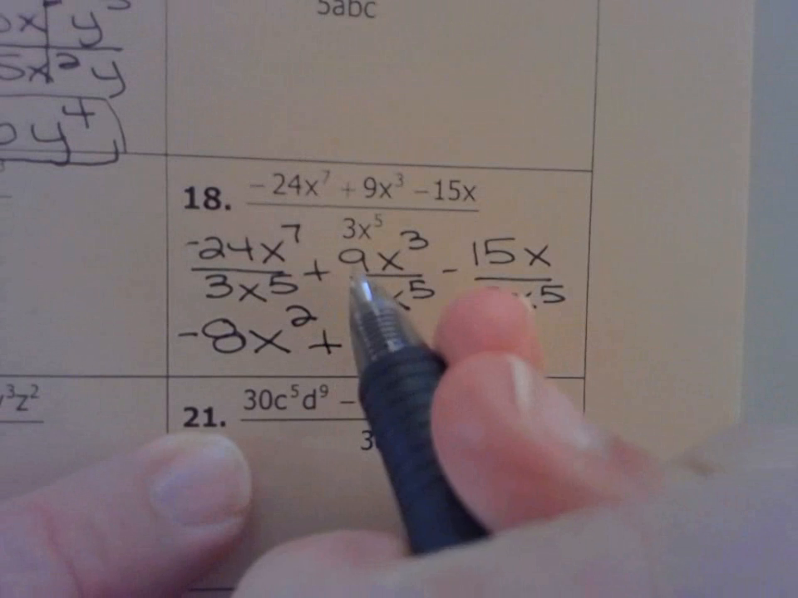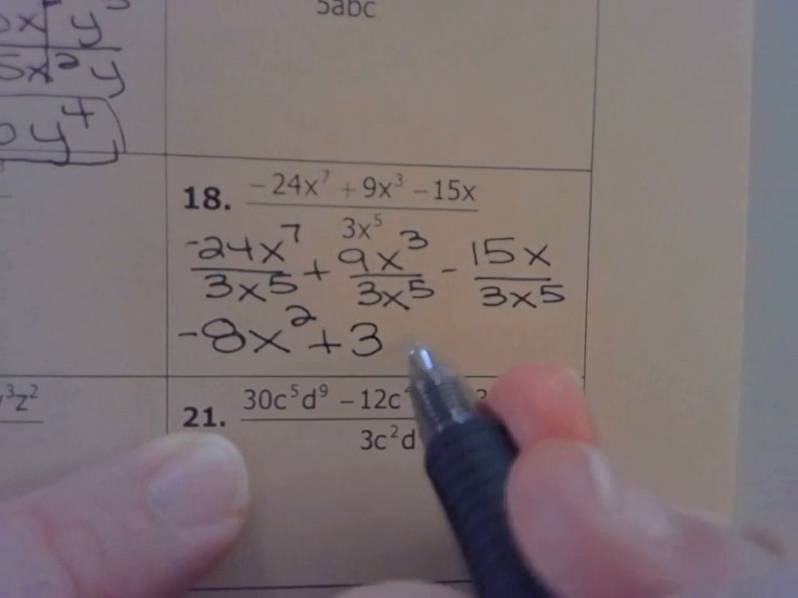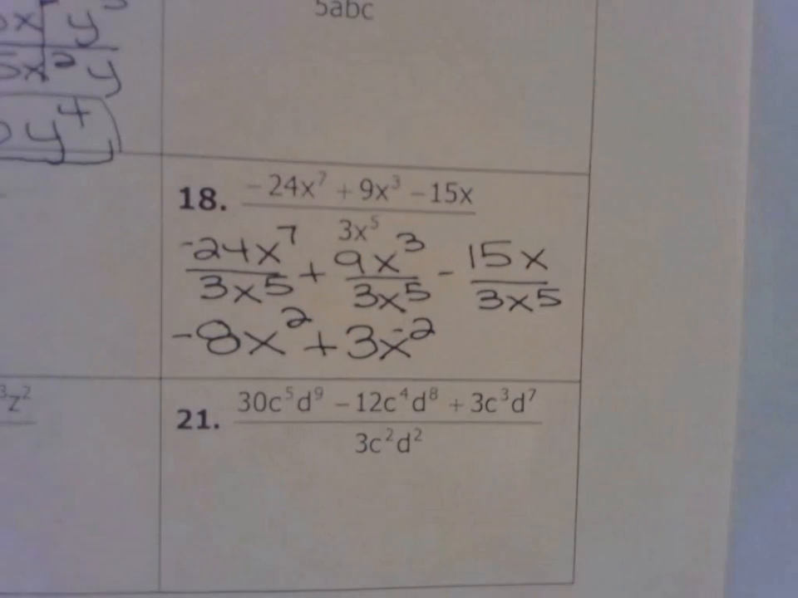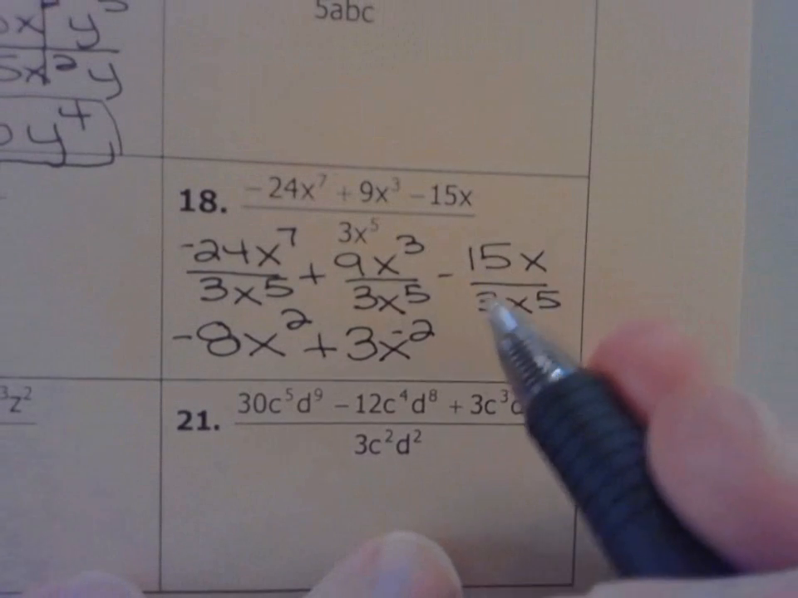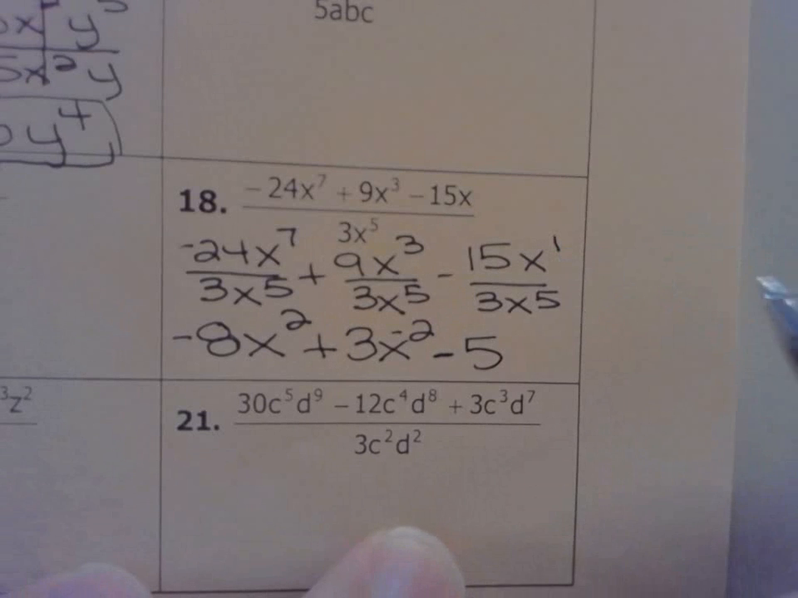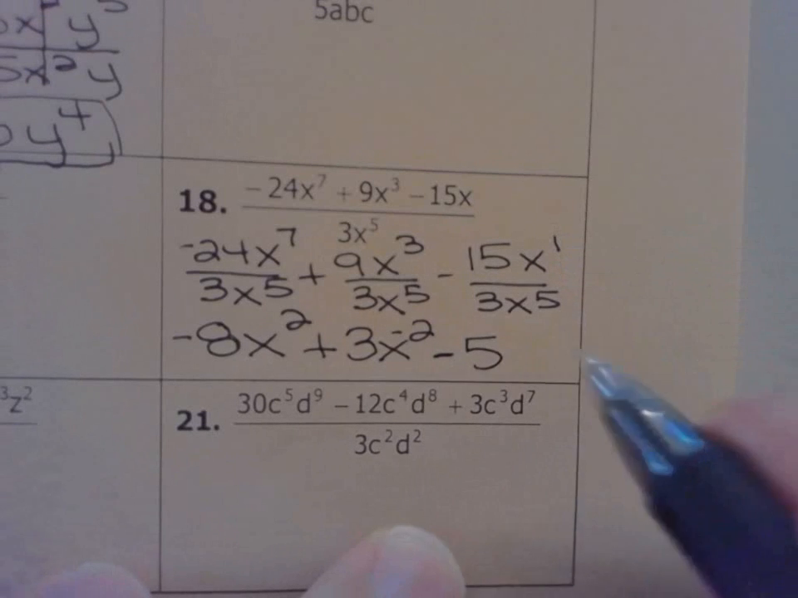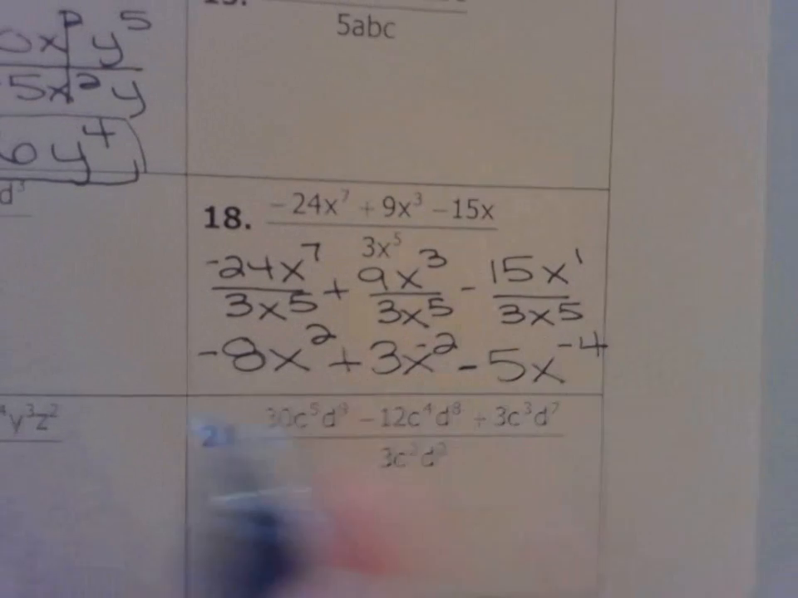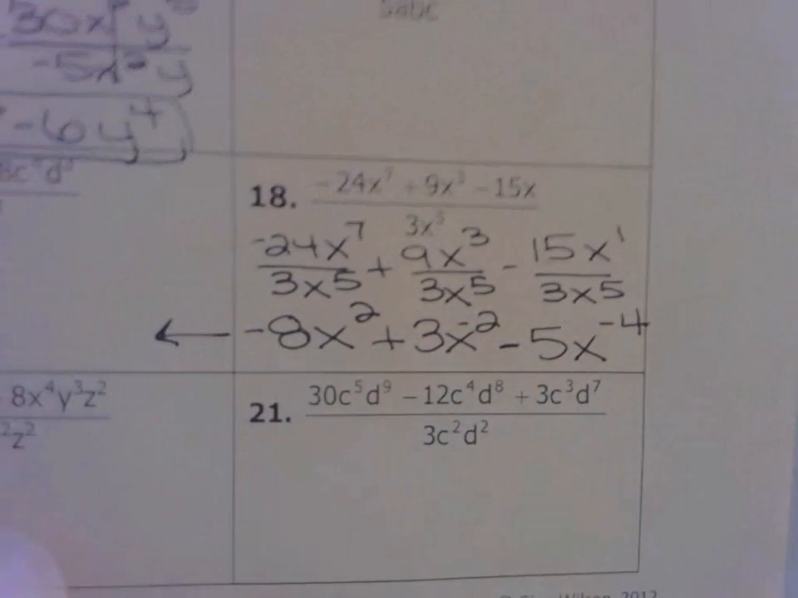Okay, divide. 9 divided by 3, 3. 3 minus 5, negative 2. So check the negative. 3 minus 5 is a negative second. We'll deal with that in a second. Negative 15 divided by 3, negative 5. Now this is 1. So 1 minus 5, negative 4. I'm just going to write the answer to the side. We're not going to do 17, so write it to the side.